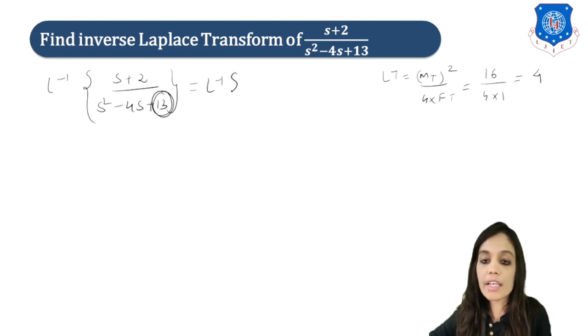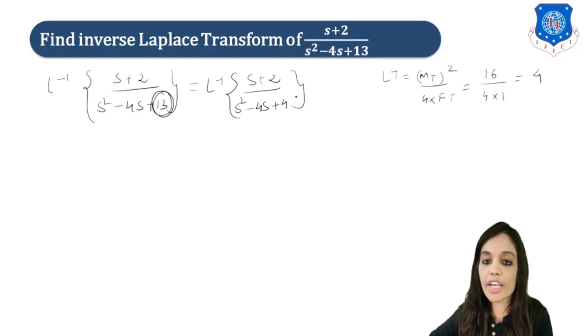So let us write Laplace inverse of s plus 2 upon s square minus 4s. Now our last term is 4, so we have written this. Now in all we want 13. So here what we have to add? 9, right? So 4 plus 9, that is 13.